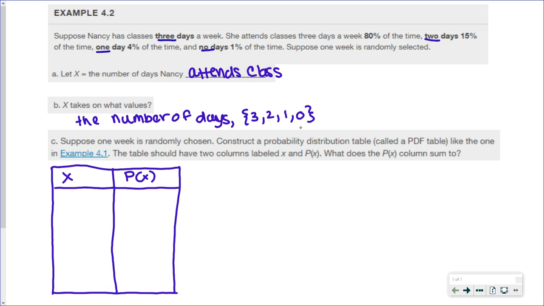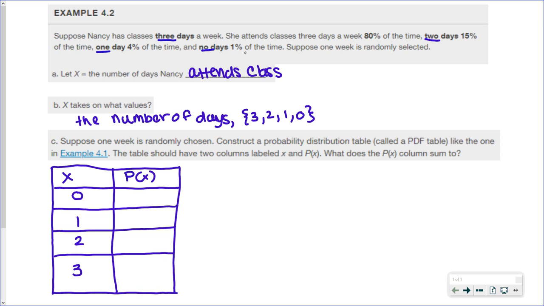Our values of X, I'm going to list them in order from smallest to biggest. So 0 days, 1 day, 2 days, and 3 days. P of X is the probability that she will attend class these number of days.